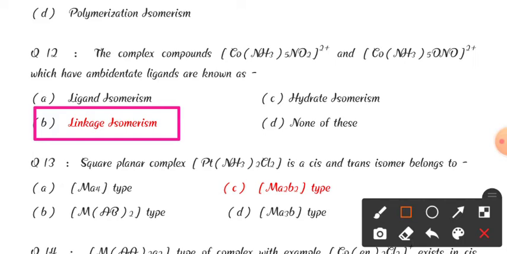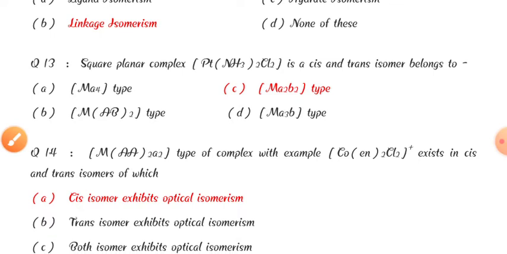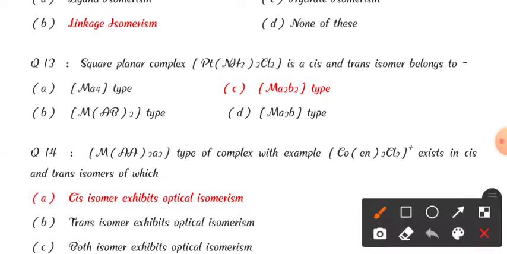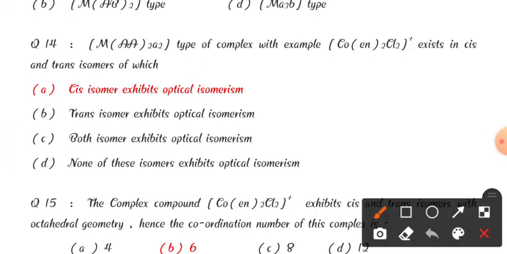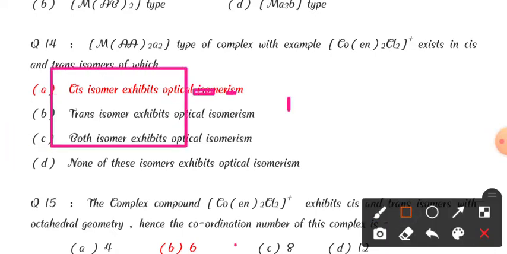Now next question, question number 13. A square planar complex that has cis and trans isomers belongs to Ma2B2 types. Option number C is the correct answer. Now next question, question number 14, that is M(AA)2A2 type of complex, with the example of diethylene diamine and dichloro cobalt, exists in cis and trans isomer. So option number A, cis and trans exhibits, should be the correct answer.